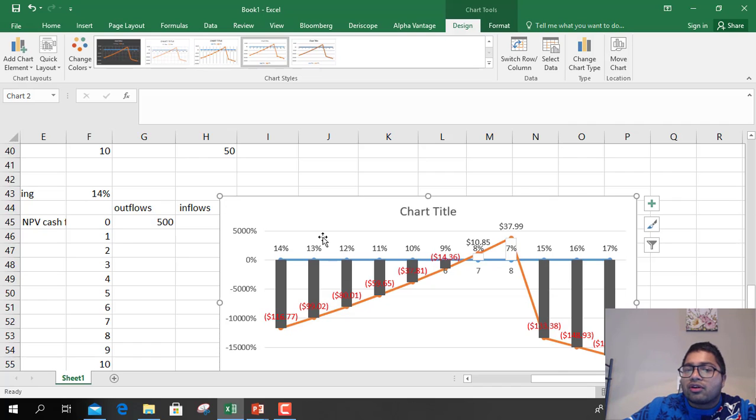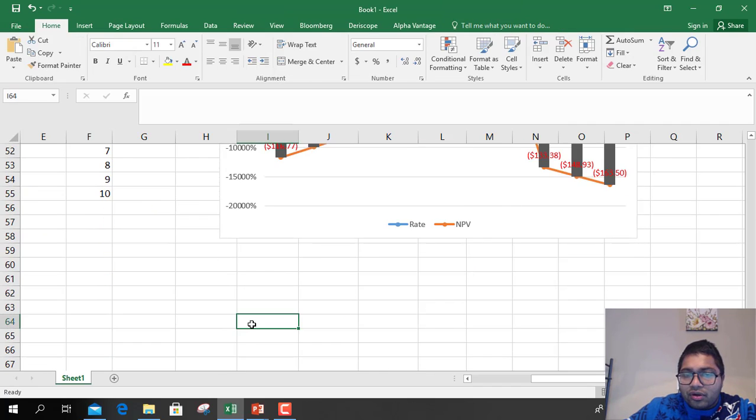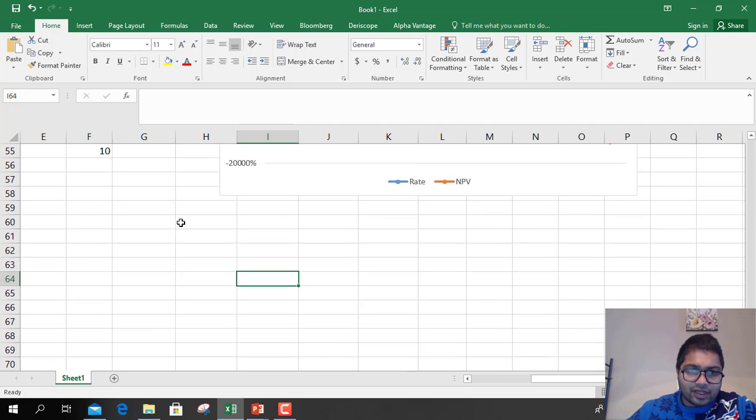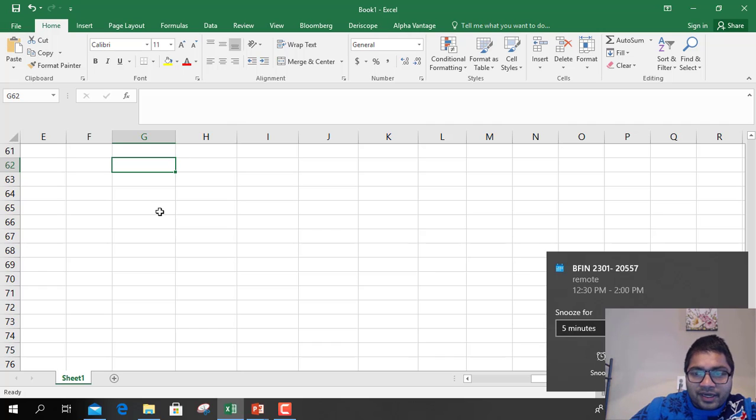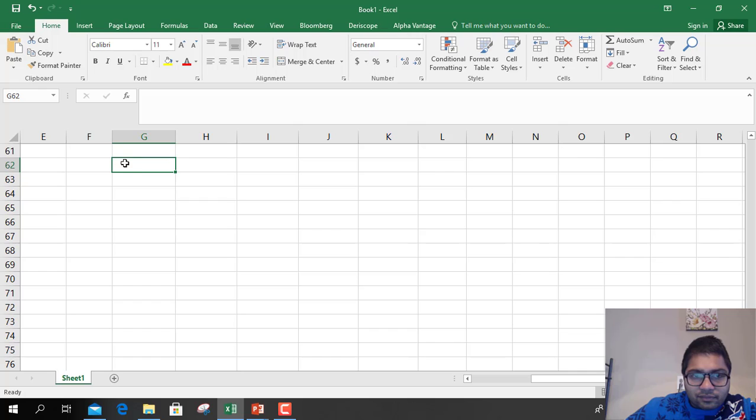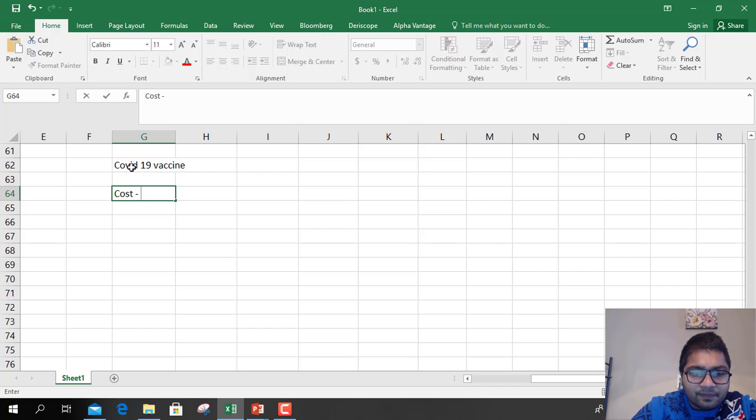So this is how you draw a chart. So we'll do one more and then discuss how to create it. Okay, so let's do one more problem and then discuss how to create it. So pay attention again. Okay, so let us say you are looking at launching the COVID-19 vaccine. Now the cost for launching this vaccine is going to be $500 million.